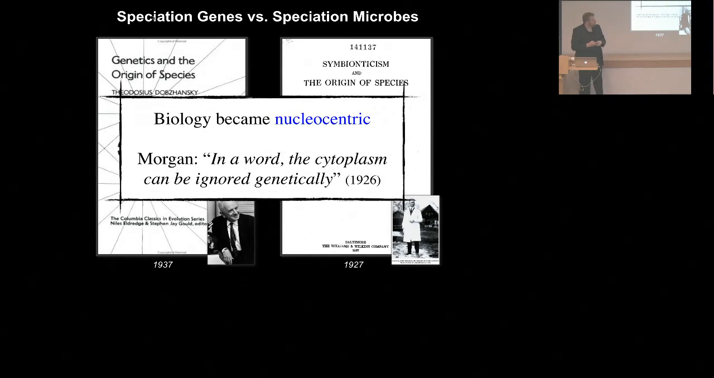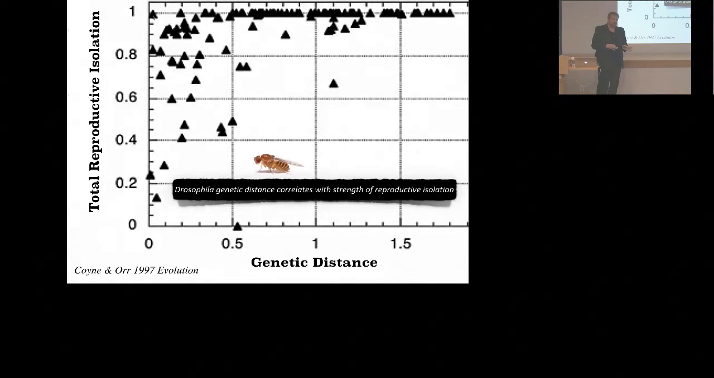So I argue that at this point in history, biology became nucleocentric. And the famous geneticist T.H. Morgan, in fact, said around this time, "In a word, the cytoplasm can be ignored genetically." Let's write it off. Mitochondria don't matter. Yet Wallin was seeing something different, right? Okay. We're going to march forward several decades now.